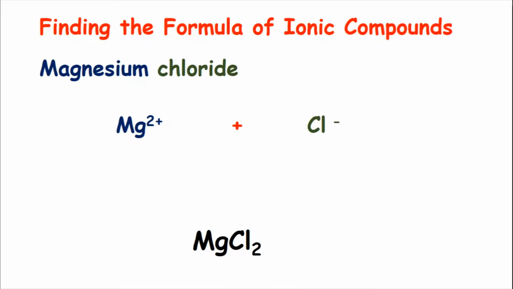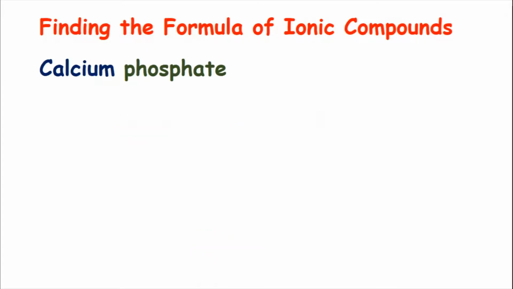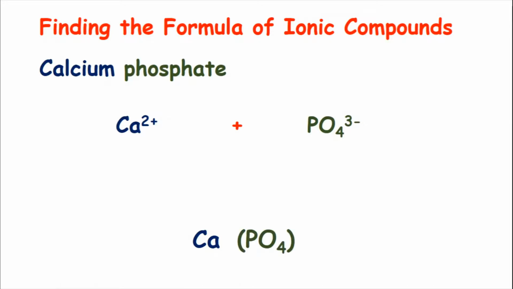Now we're going to look at one more example. The next example is calcium phosphate. The calcium ion is Ca2+. Again we're going to leave a bit of space, put a plus, leave some space again, and the phosphate ion is PO4 3-. We're going to leave space again and just put Ca, leave a bit of space, and put PO4 together in brackets. It's quite important here that we remember if we have a polyatomic ion like PO4 3- that we need to put it in brackets.